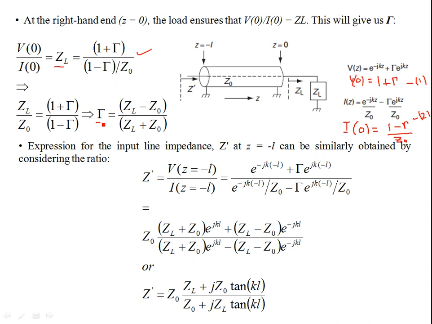And if you make gamma the subject of this formulation, we have this expression for the reflection coefficient at Z equal to 0. Why is it at Z equal to 0? Because the ratio of the voltage to current is being calculated at Z equal to 0.